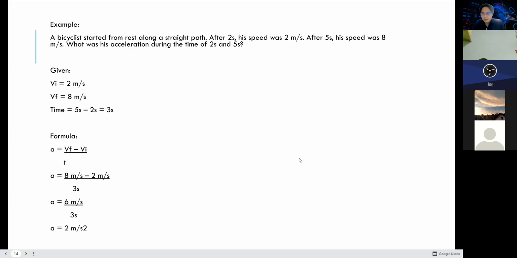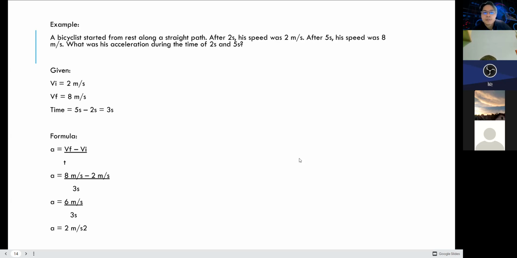Again, in answering a scientific problem, we need to indicate what are the givens. In this case, we have the initial speed, which is 2 meters per second. The final speed, which is 8 meters per second. And the time given, which is 5 seconds final time. Time final and the time initial.